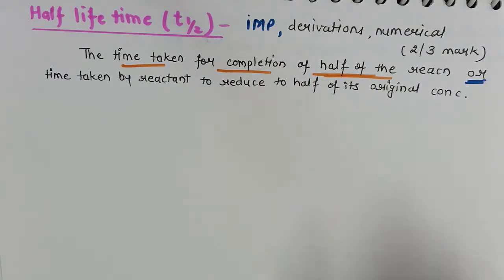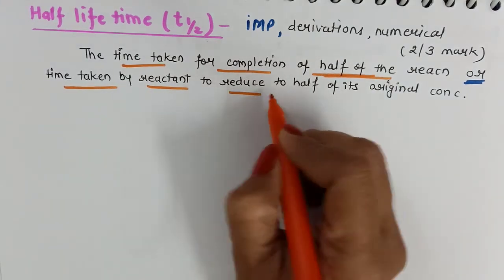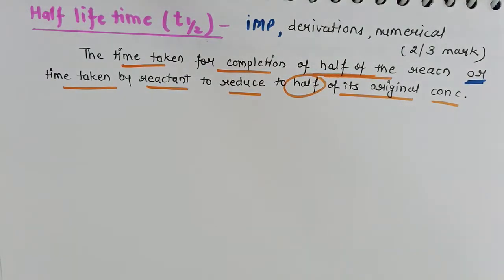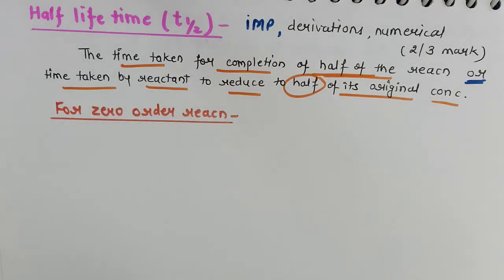Or in other words, it is the time taken by a reactant to reduce to half of its original value. Suppose I am taking a reactant and its concentration is 100 mole per liter. The time it requires to get to its half, that is 50 mole per liter, will be called the half-life time for that reaction. As we have seen with the integrated rate equation, which we did separately for zero order and first order reactions, the half-life time formula for zero order reaction will be separate from the formula for first order reaction. So, we'll begin with the zero order reaction.